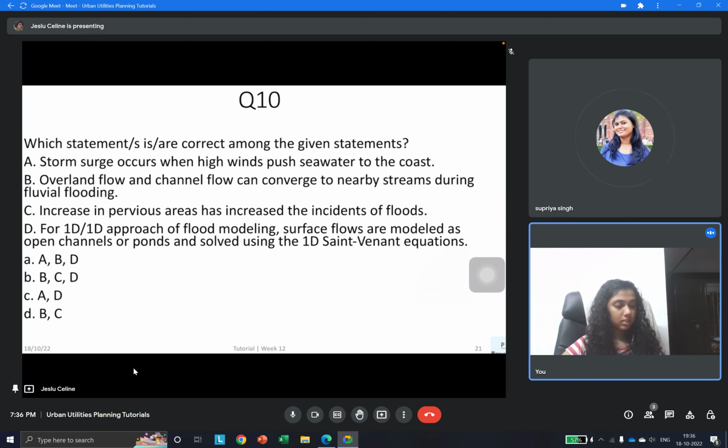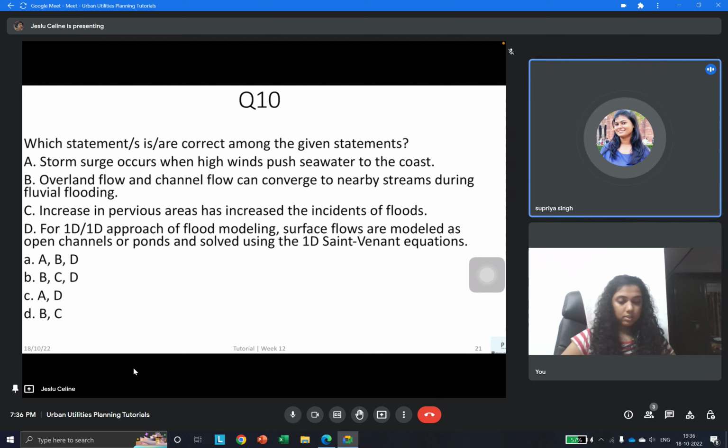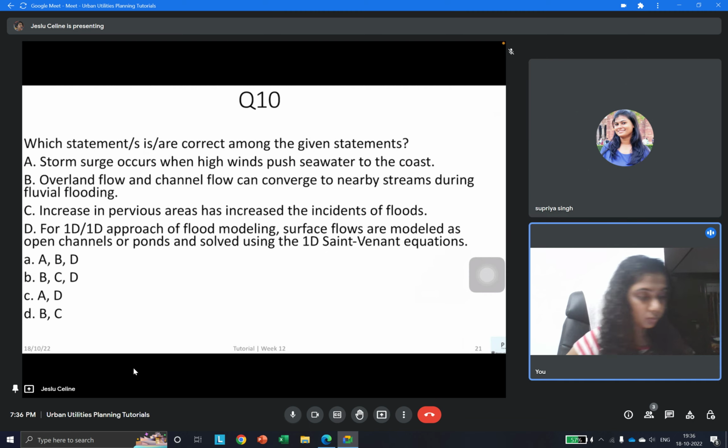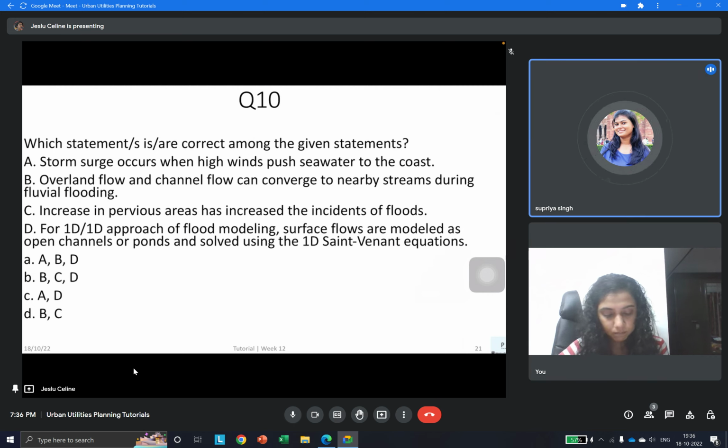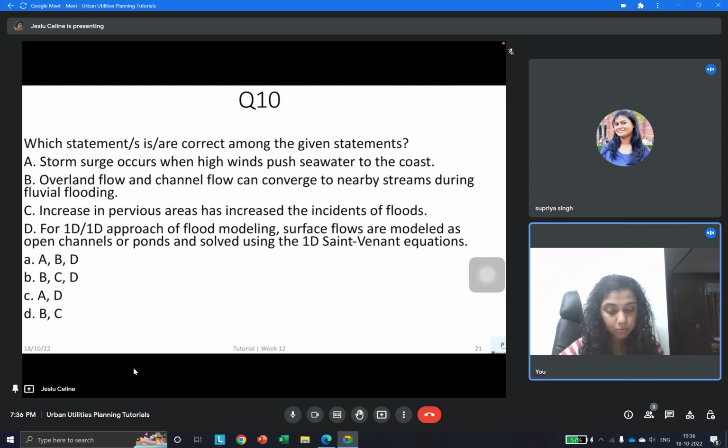First one, is it correct? The first one is correct. Storm surge occurs when high winds push seawater to the coast. Yeah, correct. Now the second one: overland flow and channel flow can converge to nearby streams during fluvial flooding.